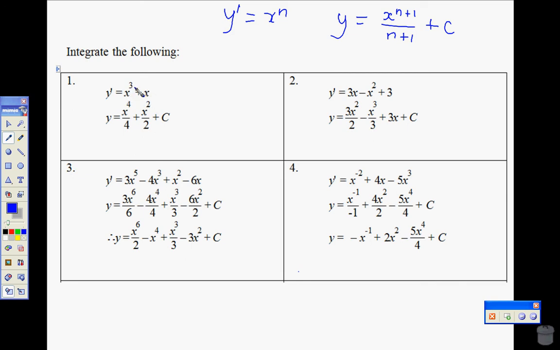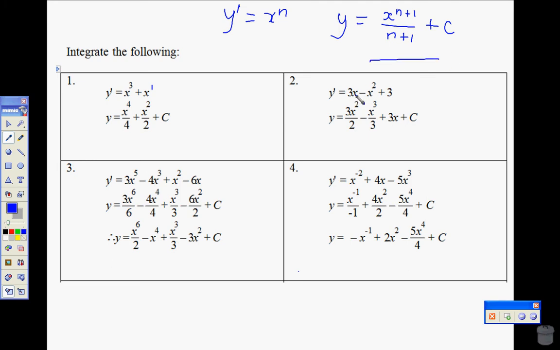Okay, so we're going to integrate x to the power of 3. We're going to add 1 to the power, divide by the power. x to the power of 1 will become x to the power of 2, divide by the new power of 2. Add a constant. That's as simplified as you're going to write it. You could write it as a quarter of x to the power of 4 plus a half x to the power of 2 if you want, but not necessary. So just leave it like that. But keep reminding yourself to go to this rule.